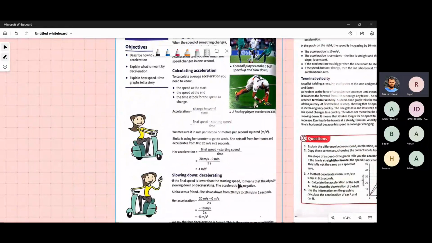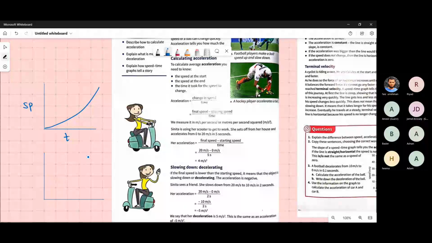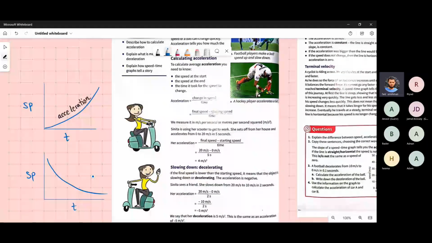Okay. Now acceleration, the opposite word is deceleration. And in acceleration, the graph is going to look somewhat like this. Here you have speed, here you have time. The graph looks like this. Okay, let me write the name. Yes, here it is acceleration going on. But in the second one, it goes like this. This is speed, this is time.